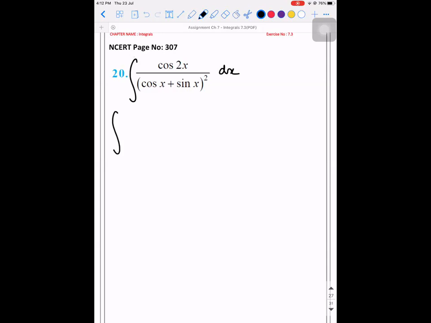So your screen is stuck again. Screen was stuck, sir. Cos x 1 plus sin 2x.